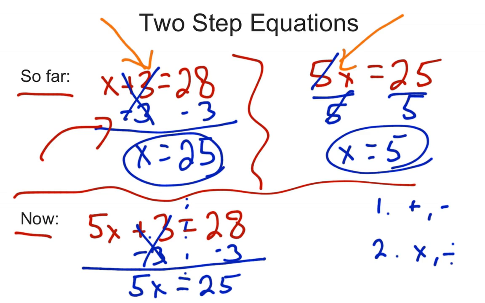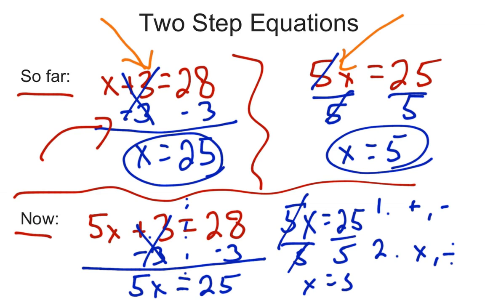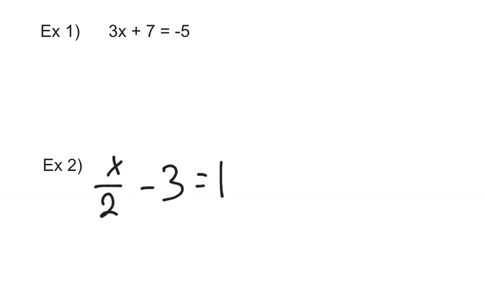Okay, and just like before then, since I did my first step already, the subtracting 3, then step number 2 is to get rid of this times 5 by dividing by 5. They cancel each other out. Whatever I do to one side, do to the other, and you end up getting x equals 5. Okay, so two-step equations today because there are two things that we have to get rid of in order to solve this. Okay, two problems. I'm going to do example 1, and after you watch that one, then you guys can pause it and try example 2.